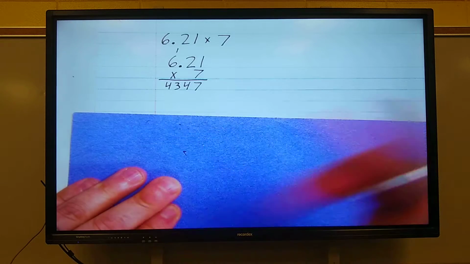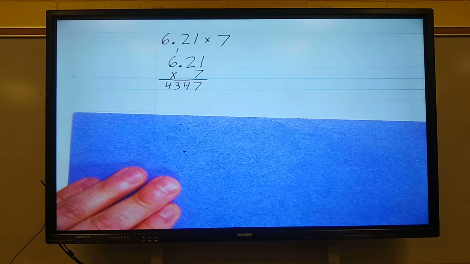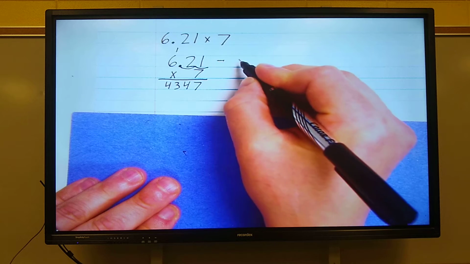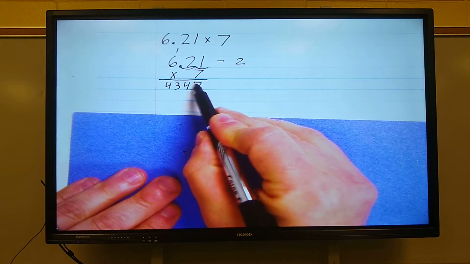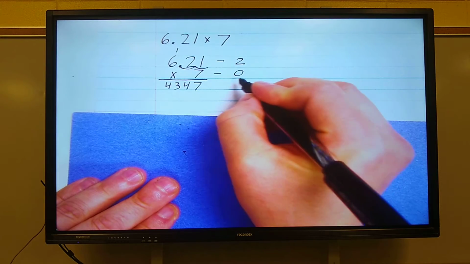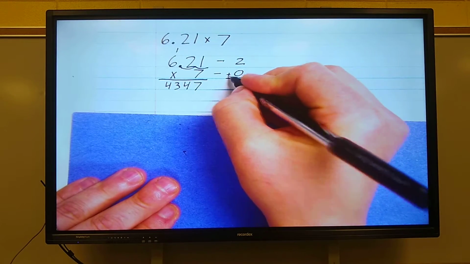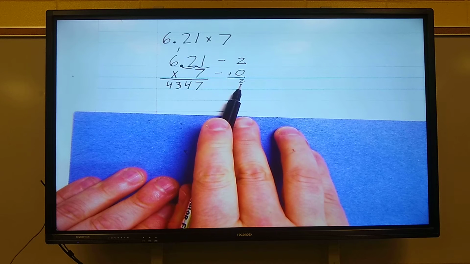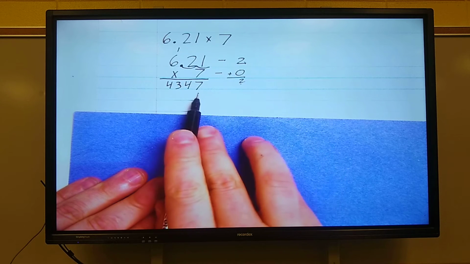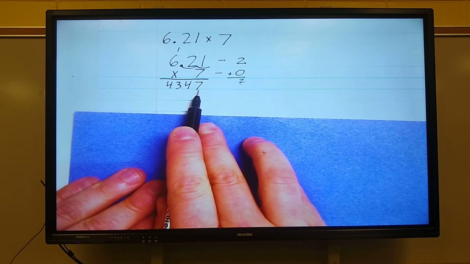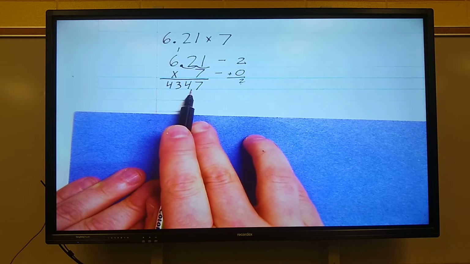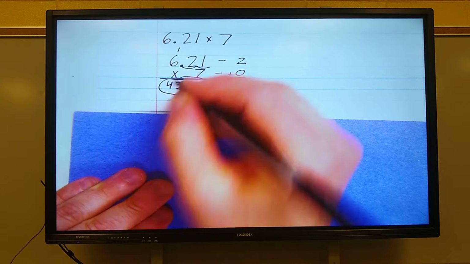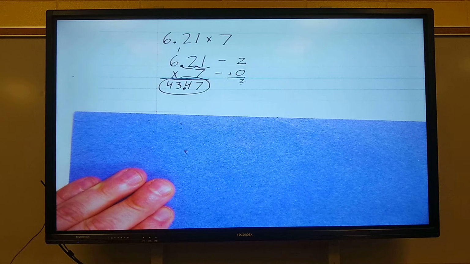Now, the next step. I count how many decimal places I have in each factor. There's my decimal. 1, 2. 2 places. Here, no places. 2 and 0. Now I add those places up. 2 plus 0 is 2. This number tells me how many decimal places will be in my answer. I start all the way to the right, and I move to the left 2 places. 1, 2. There is my answer: 43 and 47 hundredths.